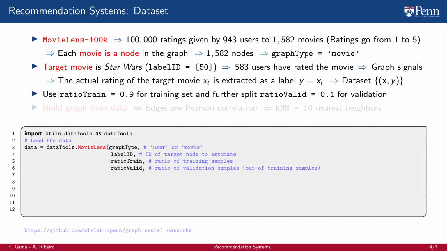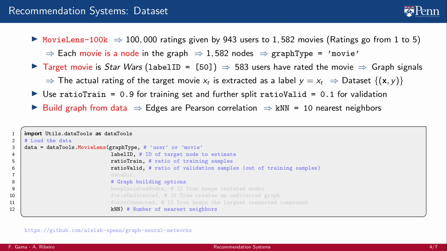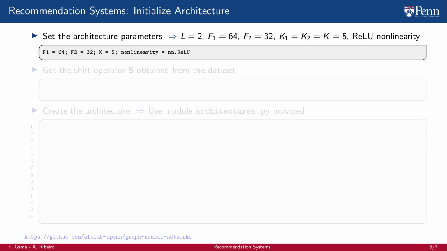Then we need to specify what's the ratio of graph signals that will form the training set and what's the ratio of the training set that will be set apart for validation. Finally, we need to specify how we're building the graph from the dataset. Edges are always computed by means of a Pearson correlation, but we get to choose how many nearest neighbors to keep. Now that we have loaded the data, we need to set the specific architecture hyperparameters.